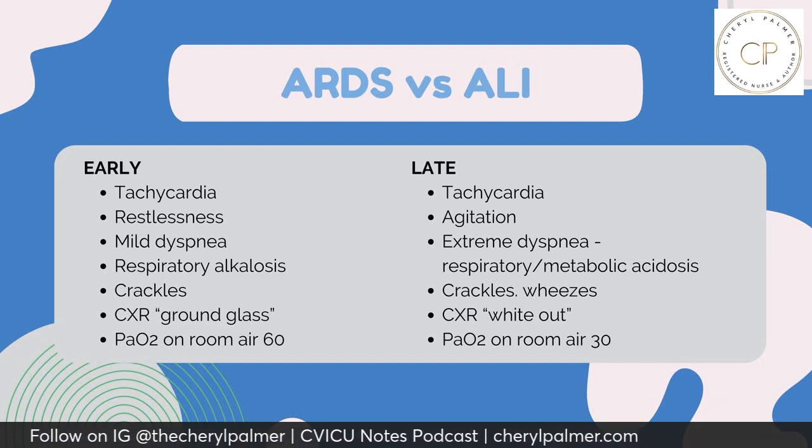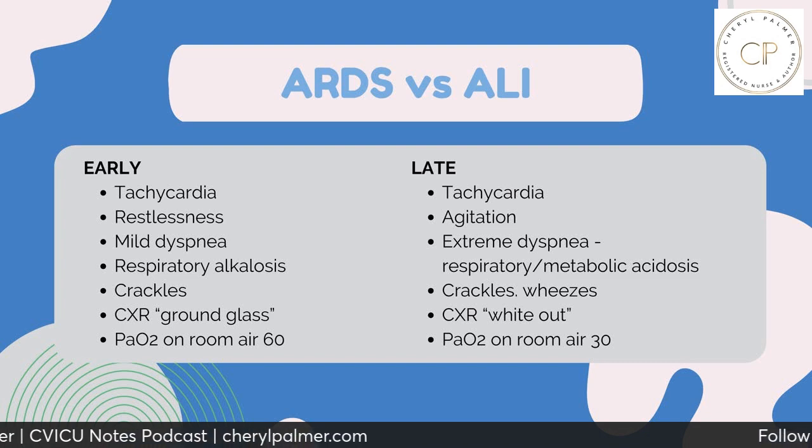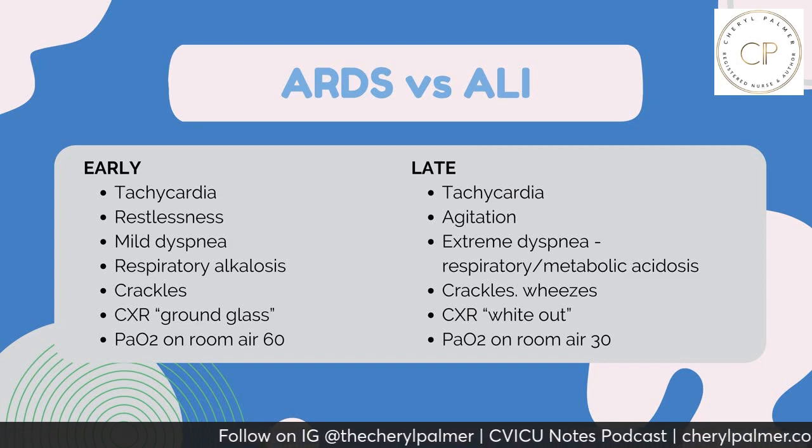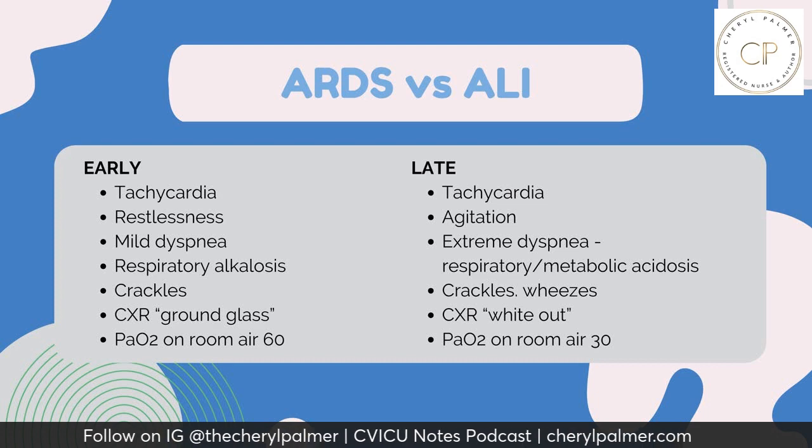Late signs and symptoms: tachycardia, agitation, extreme dyspnea, respiratory and metabolic acidosis, crackles and wheezes. The chest x-ray might show a whiteout. PaO2 on room air is 30.